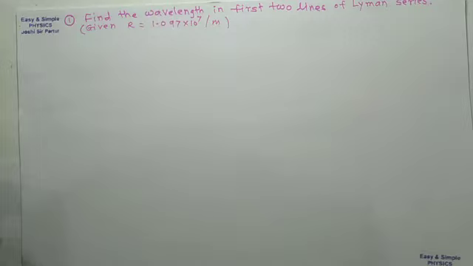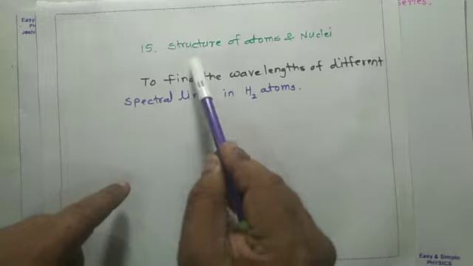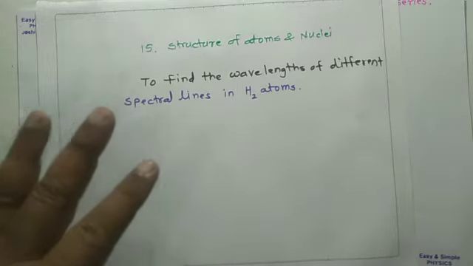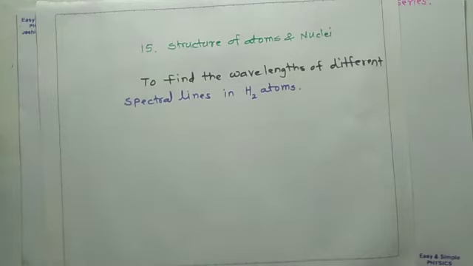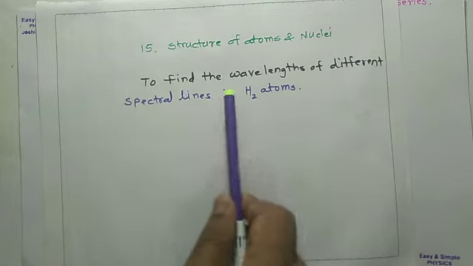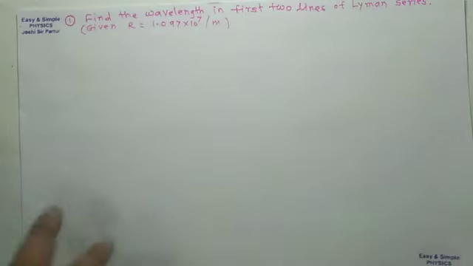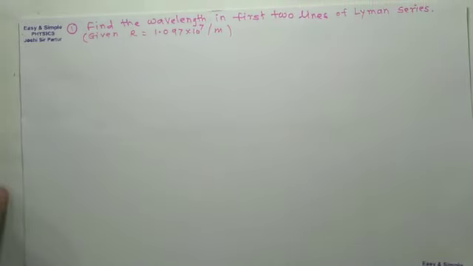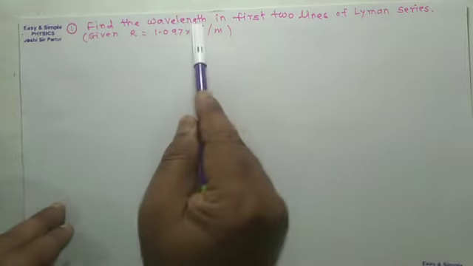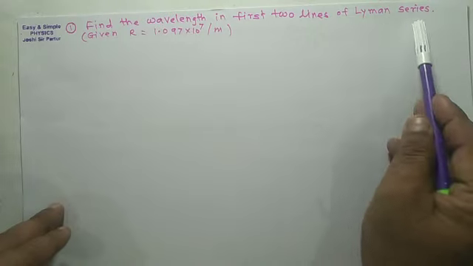Today we will learn about chapter number 15, structure of atoms and nuclei. In this chapter today we find the wavelengths of different spectral lines in hydrogen atoms. So first of all, we want to find the wavelength of the first two lines of the Lyman series.